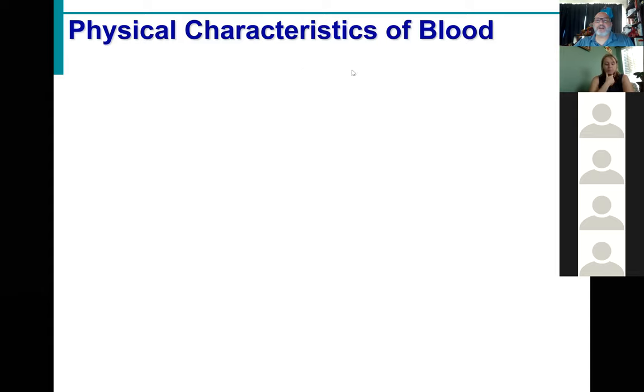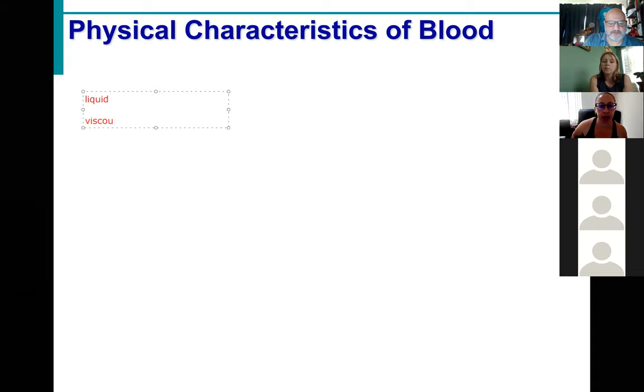What are some of the physical characteristics of blood? If you had a whole big bucket of it sitting next to you here in the classroom, what would it look like? What would it feel like? What would it taste like? Tell me what you know about blood. Sticky, liquid. Okay, it's liquid, absolutely. We know that. It's viscous. Viscous, excellent. It's iron. Say again? Tastes like iron? Yeah, it's got a metallic taste, because of the iron in it, absolutely.